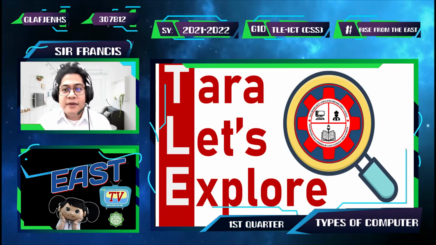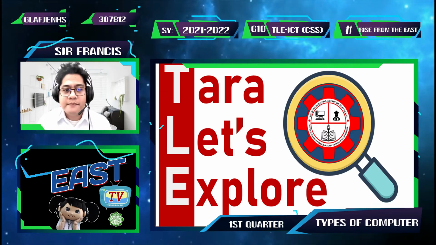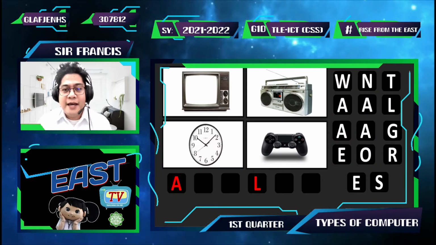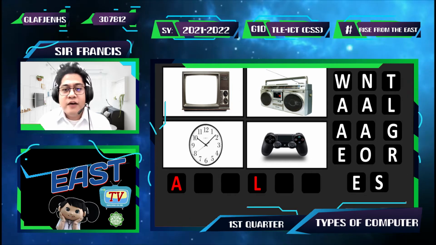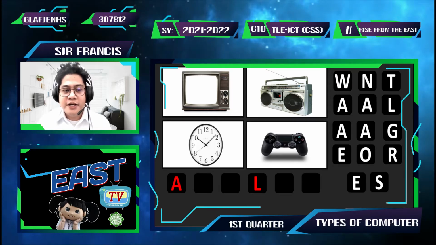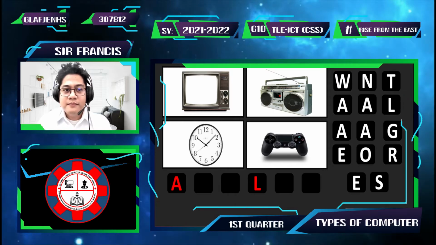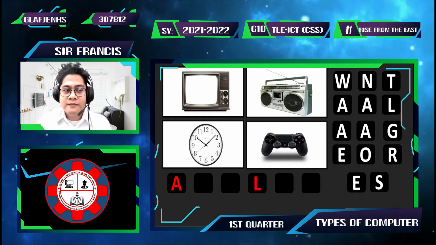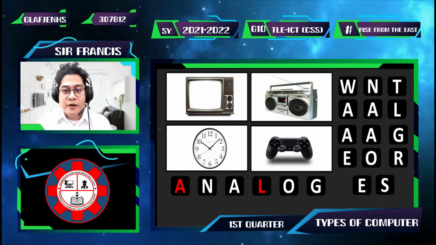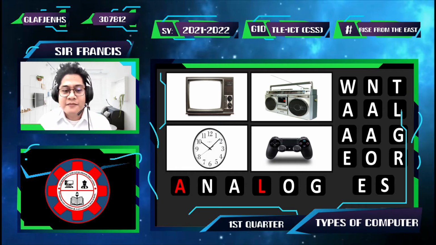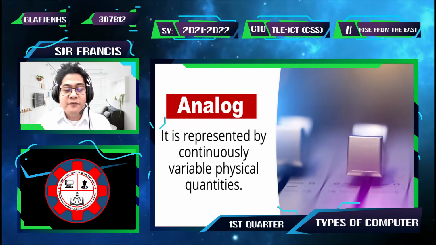Tara, let's explore our topic by unlocking some ICT terminologies that we will encounter in this lesson. Let's play a game by identifying the words based on the given pictures. You have 5 seconds to identify the terminology. If your answer is analog, very good, you are correct. Analog is represented by continuously variable physical quantities.